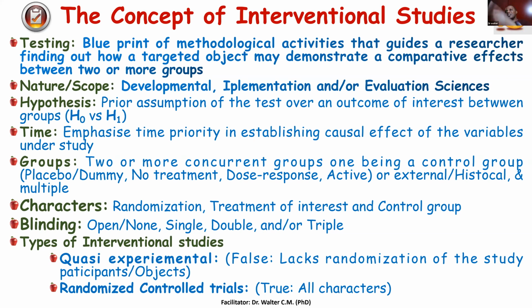So you can randomize the study setting. You can randomize maybe regions, whichever. But if you reach the level of study participants, that is where you opt the other way around. You can employ purposive sampling, whichever, but quasi-experimental lacks randomization of the study participants or study objects.